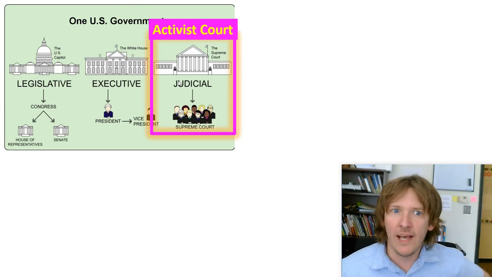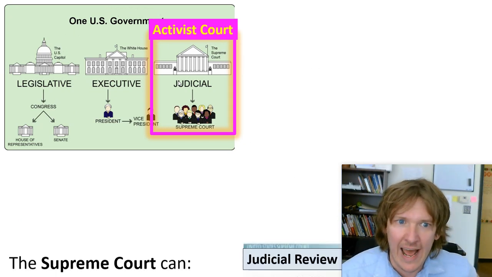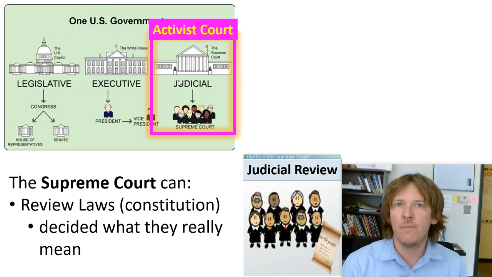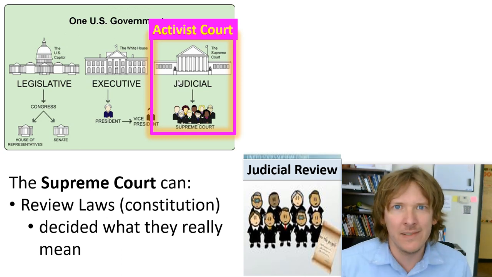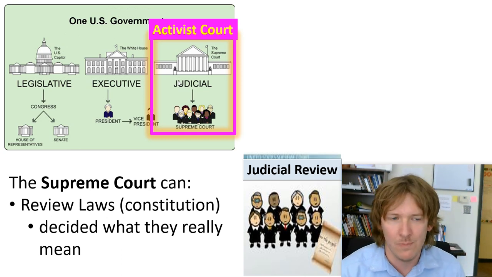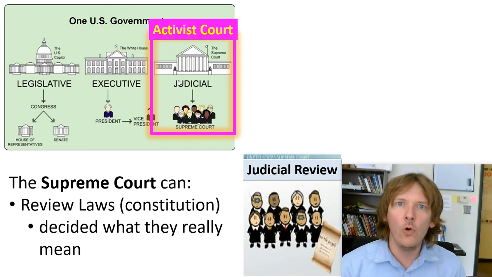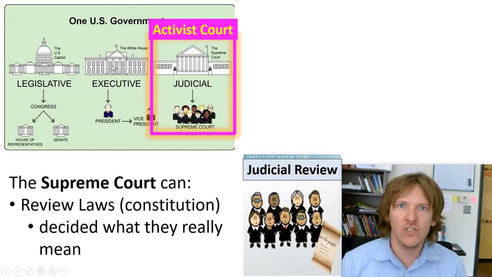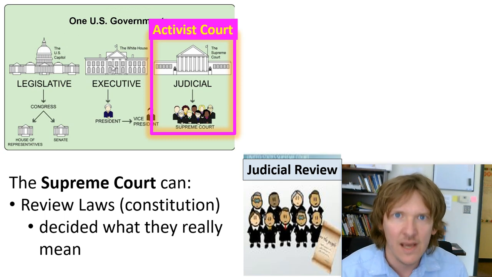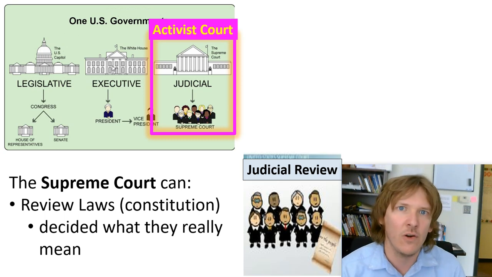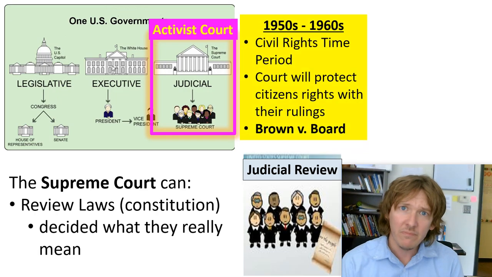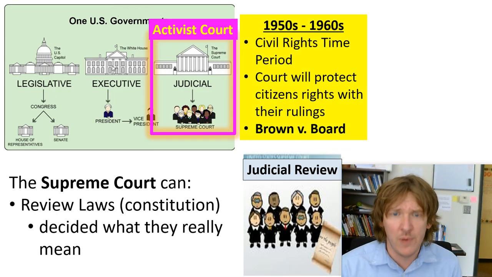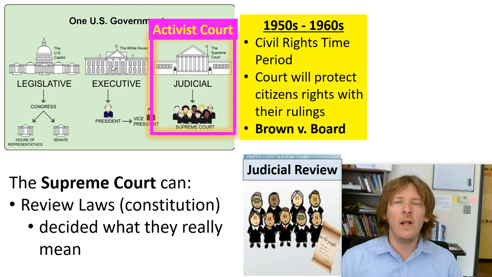Now we're going to talk about some court cases in the activist court. The Supreme Court's main power, according to, well, not necessarily the Constitution, but according to Marbury versus Madison, is that they review the laws and determine whether they're constitutional or not. They review the actions of the executive branch and determine whether those actions are constitutional or not. They basically say whether things can or cannot happen. That's their biggest power.